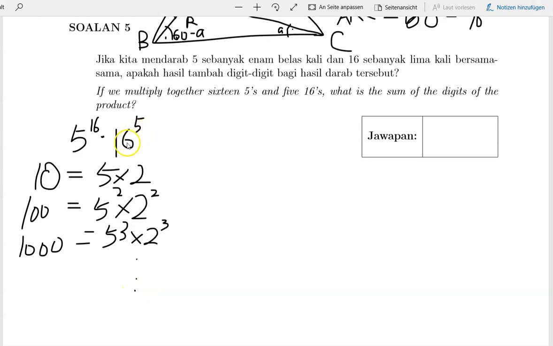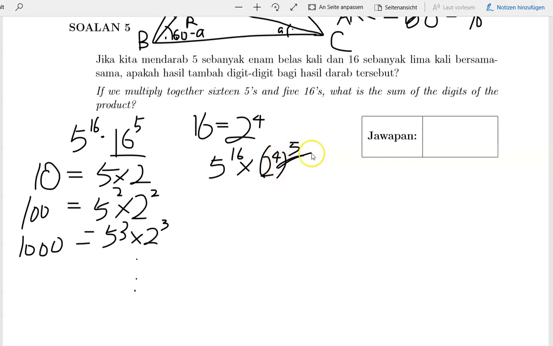And then what we want to do is, because this 16 to the power of 5, 16 itself is a power of 2, 16 being 2 to the power of 4, so 5 to the power of 16 times 2 to the power of 4, all to the power of 5. So at this stage, for the indices, you will have to multiply them. Which is 5 to the power of 16 times 2 to the power of 20.